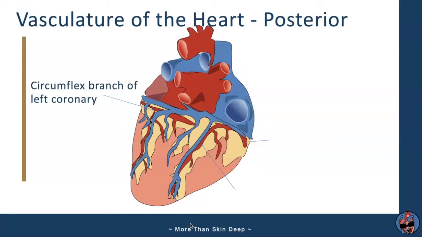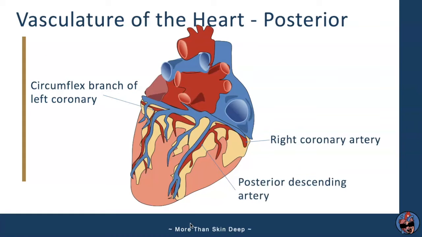Posteriorly, you can see the posterior descending artery branch off the right coronary artery. This occurs in 85% of the population. In around 10% of people, both the anterior descending artery and posterior descending artery branch off of the left coronary artery. This is classified as a left dominant heart. Having a left dominant heart can increase the severity of a myocardial infarction.